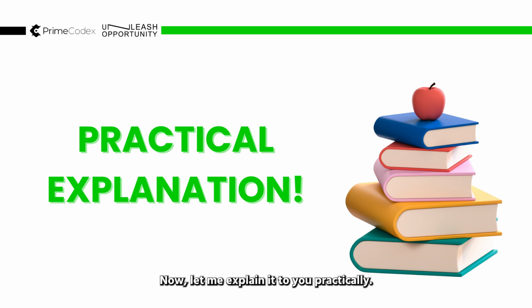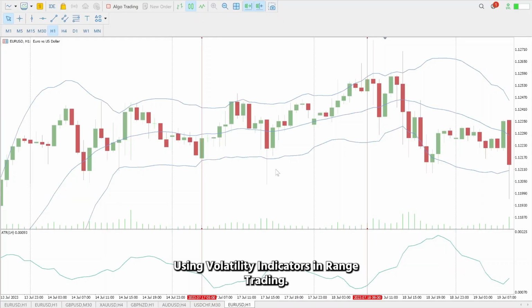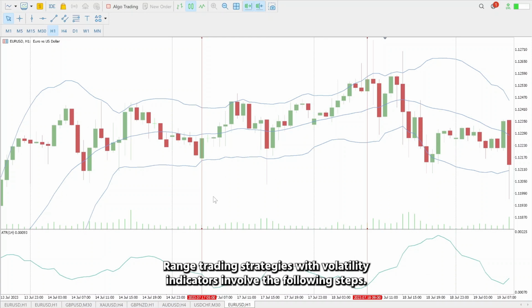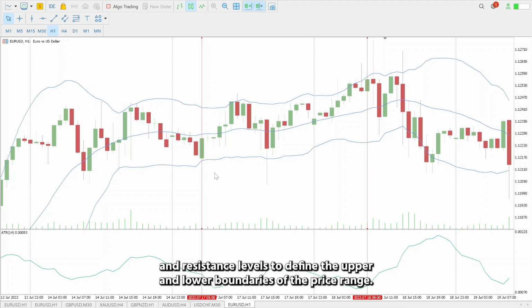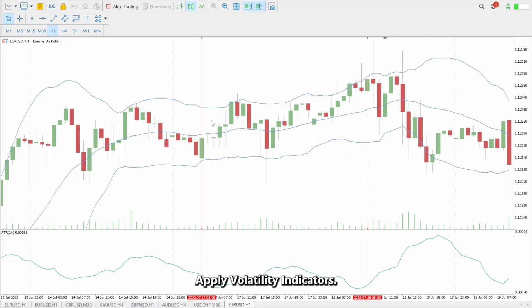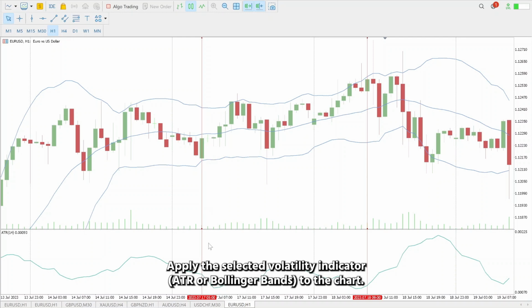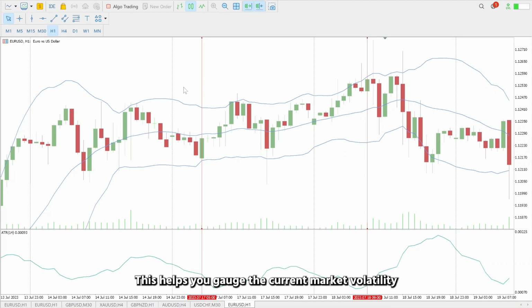Now let me explain to you practically. Using volatility indicators in range trading. Range trading strategies with volatility indicators involve the following steps. Step 1. Identify a range. Use support and resistance levels to define the upper and lower boundaries of the price range. Step 2. Apply volatility indicators. Apply the selected volatility indicator, ATR or Bollinger Bands, to the chart. This helps to gauge the current market volatility.